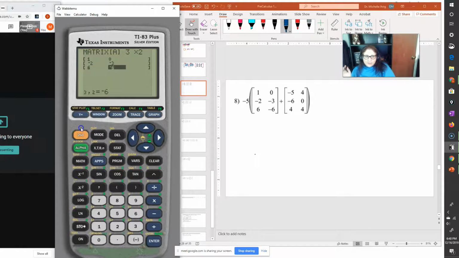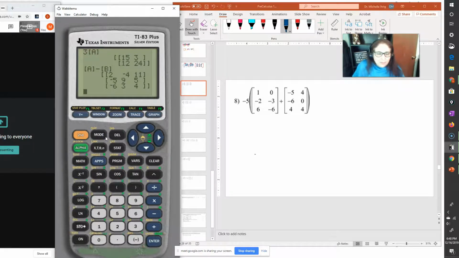Okay, I just did my first one, so I'm going to do second matrix, go over to edit, and this time I'm going to edit the second one. I'm going to edit B. That again is a 3 by 2. So I type in my numbers. Negative 5, positive 4, negative 6, 0, positive 4, positive 4. I've put everything in, so I'm going to go back to my main screen.